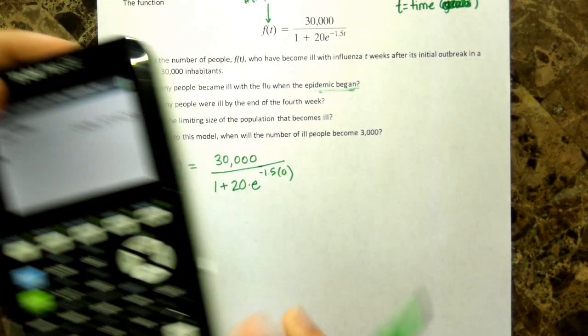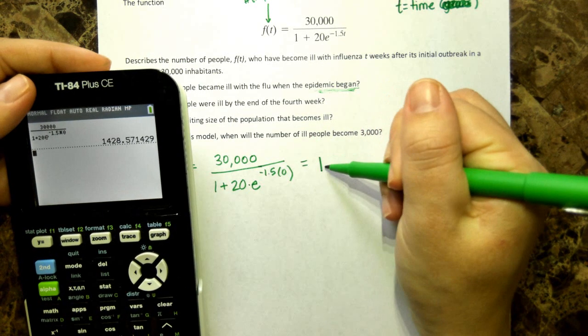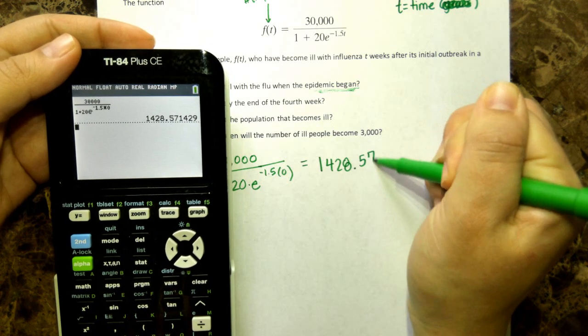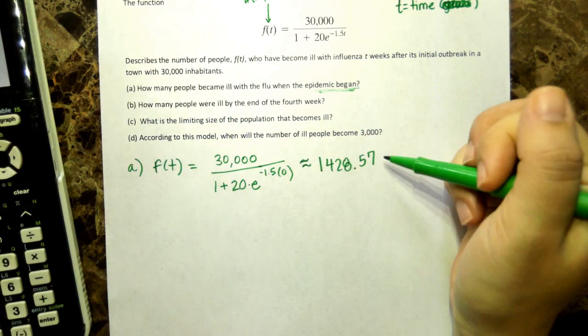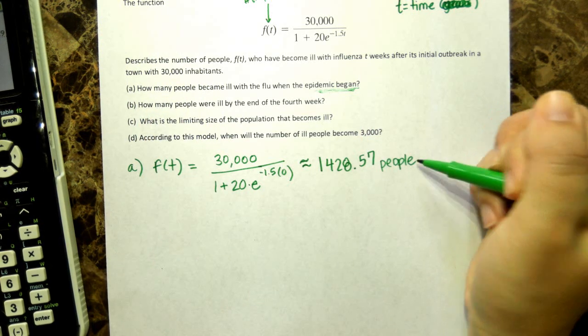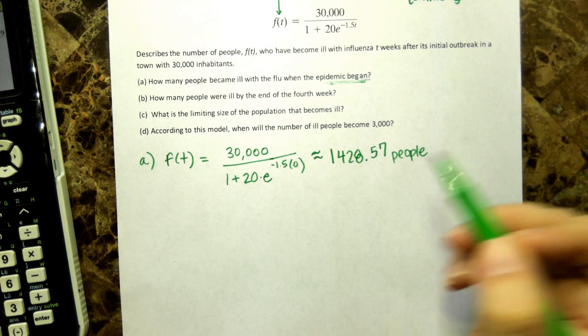And this is what I got. I got 1,428, about 0.57 if we're rounding. And this is people, so this is how many people are sick with the flu just when the epidemic is beginning.